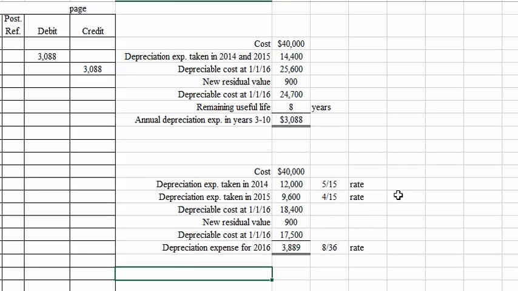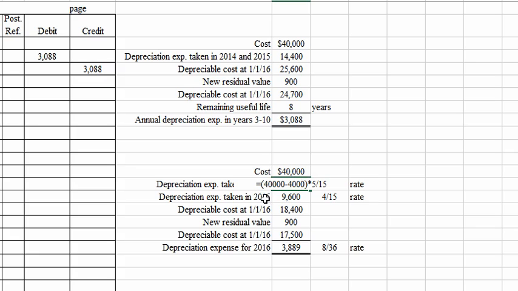So let's go back through those calculations as well. We began with our cost. We subtracted depreciation taken in 2014. Well, that was our cost minus residual value times our rate, 5 over 15. We also subtracted depreciation expense taken in 2015. Again, that was cost minus residual value, this time times our year 2 rate, 4 over 15.